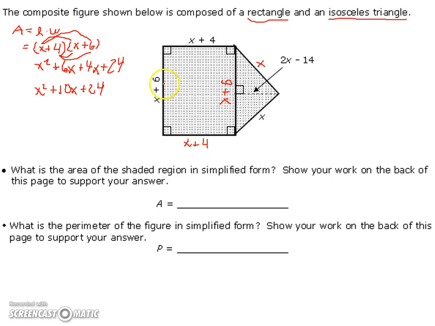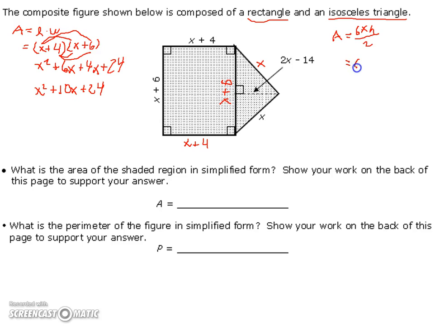Now we can't stop there because that's just the rectangle portion only. So we need to find the triangle as well. So over on this side, let's find the area of that triangle. Remember, for our formula for area of a triangle, we're going to use base times height divided by 2. On my triangle, my base is this x plus 6, and the height is right here, it's 2x minus 14. So we're going to do x plus 6 times 2x minus 14, and then we're going to divide that by 2.